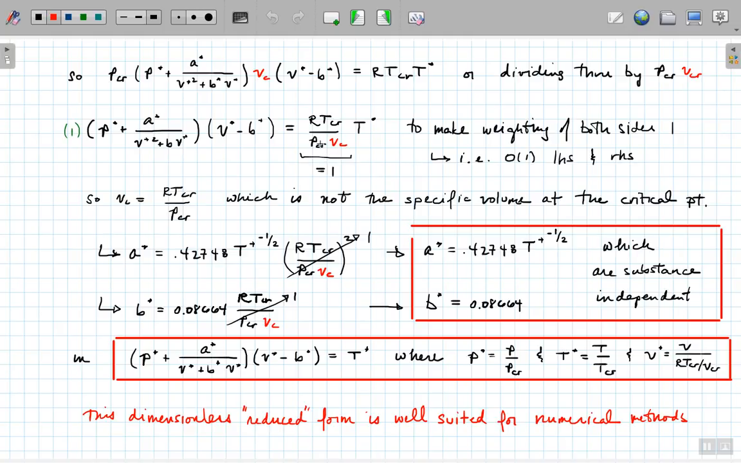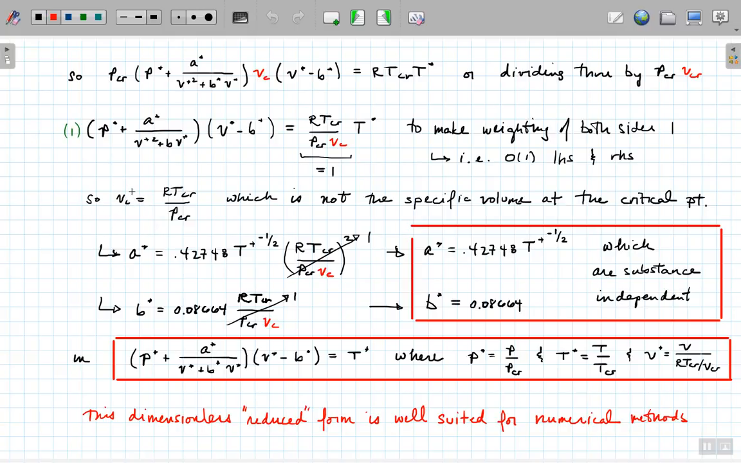And RT critical on P critical VC, that is a weighting. These are just constants that are being put together, and this is in fact dimensionless. And we're going to set this to be 1 so that both sides are order 1 or weighted equivalently in terms of being just percentages of the scaling values. So that means that VC should actually be equal to RT critical on P critical. That's what VC should be if we want these two sides to be sized so that they can interact with one another appropriately mathematically. So this is not the critical volume, so to speak, the volume at the critical point.